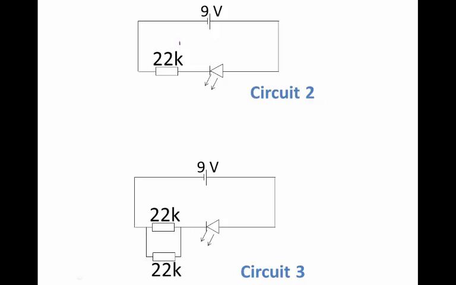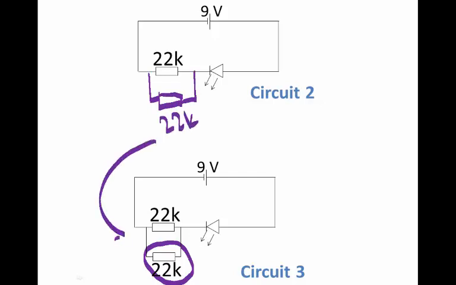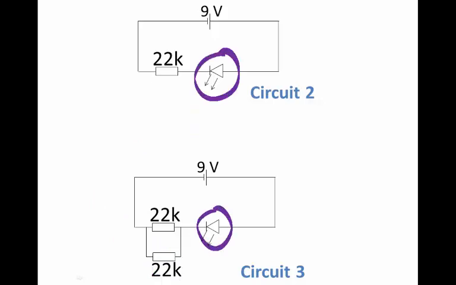The only difference between them is that circuit 2 has a 22K resistor in the place of circuit 3's parallel section of two 22K resistors. So what does adding this 22K resistor to circuit 2 do, because that's in effect what we've done. You take circuit 2 and add a 22K resistor, then you end up with circuit 3. So what does that do to the LED? How does the presence of this extra parallel section in circuit 3 affect the LEDs?